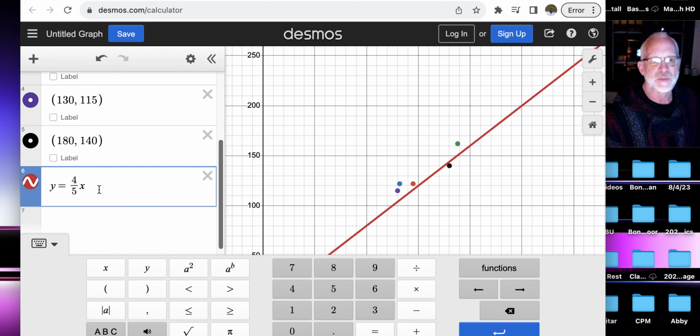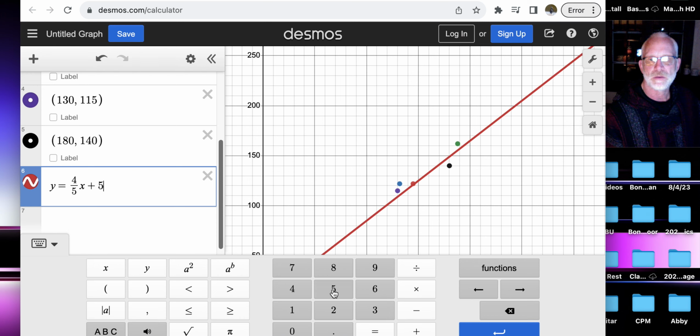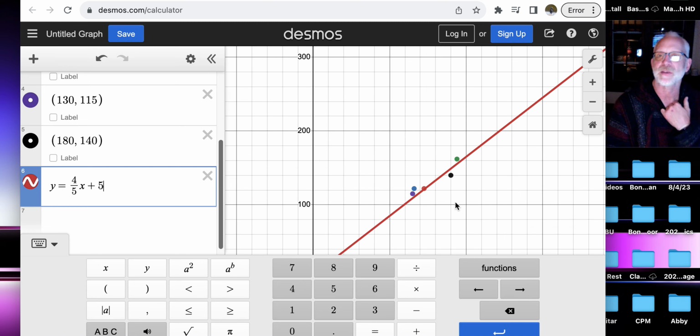And I want to move it up, so I'm just going to go y equals 4/5 x plus 5. Oh, that's pretty good. So maybe we have some kind of line right here that kind of represents this data. There's a relationship in this data.